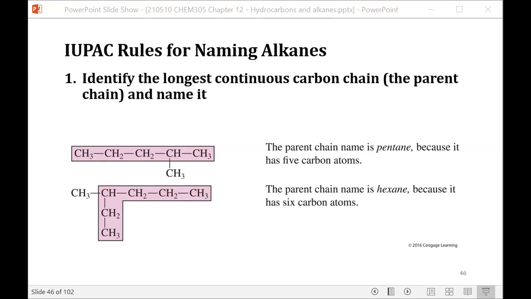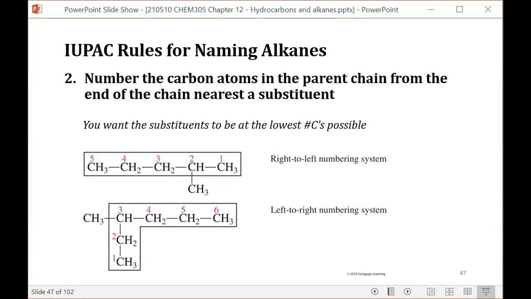So the most important step, because it's what the rest of the name is based on, is to always find and identify the longest continuous carbon chain. Once you do that, you want to number it. You number it either left to right or right to left, so that whatever substituents are sticking off the parent chain are at the lowest numbers possible.